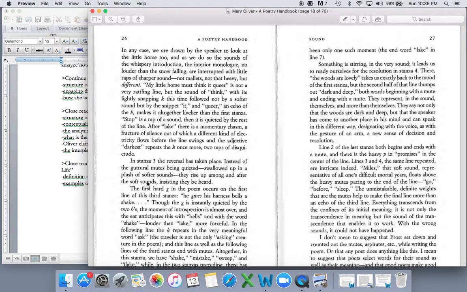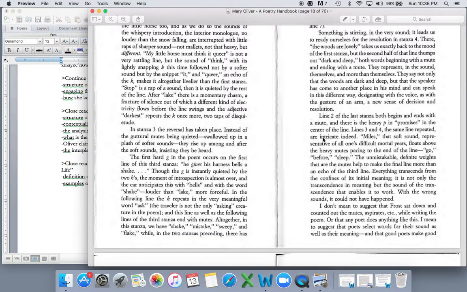She's saying they're not soft anymore. They're insisting to be heard. The sounds are rising up. They have a different felt quality to them. And she does that through all the stanzas, one at a time.